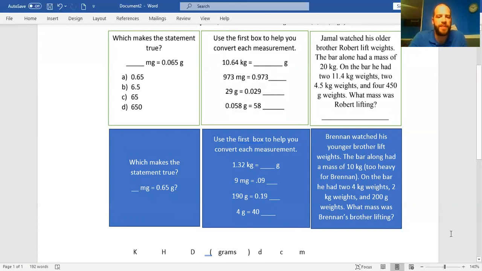Now, which makes a statement true? Blank milligrams is equal to 65 hundredths of a gram. Okay, so same thing, I'm going to switch it in my head. I'm going from grams to milligrams. So I'm going to put one finger on milligrams and then the other finger on grams, and I'm going to count how many it's going to take me to go from my right to my left. So I'm going to go from this right finger to my left, and I'm going to go left 1, 2, 3. So now I'm going to push the decimal left 1, 2, 3. I look, the decimal is left of the 6. I'm going to push it left 1, 2, 3.